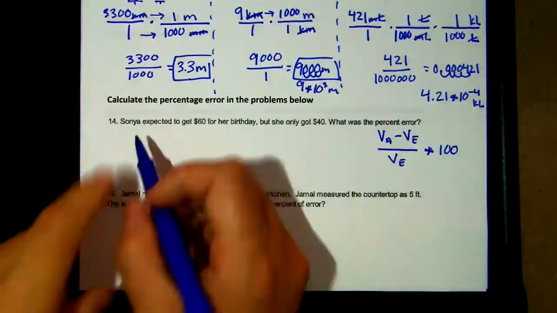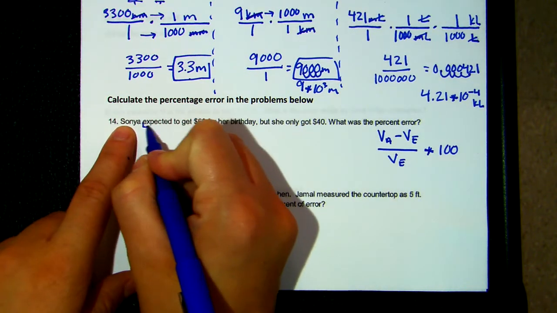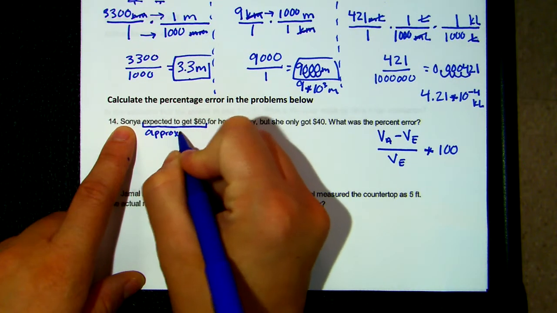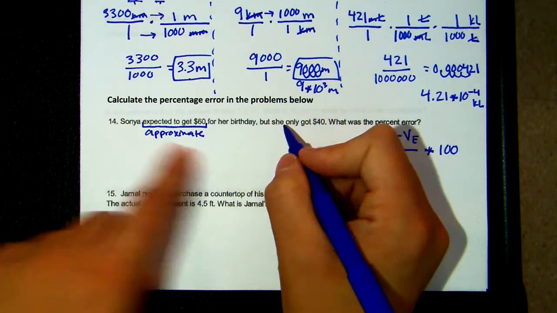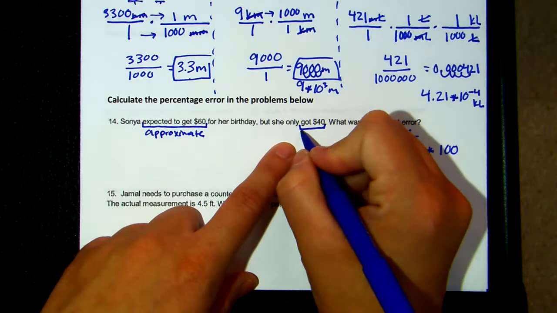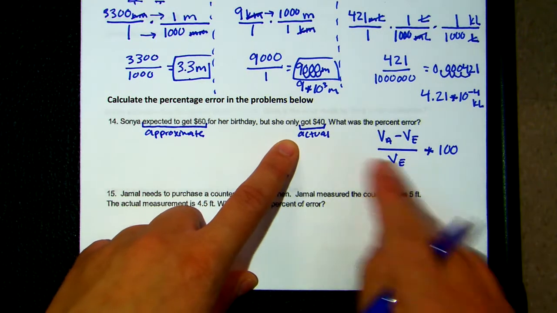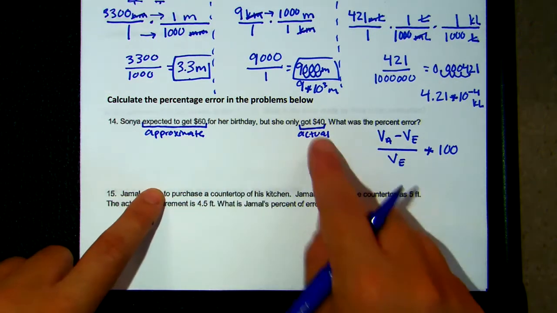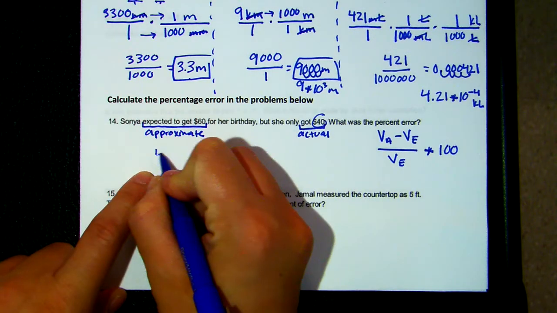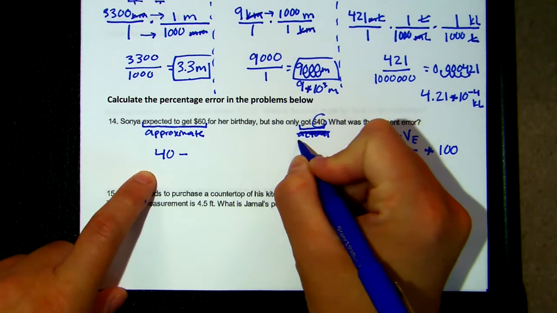Okay? So it says Sonia expected to get $60 for her birthday. If she expected, that's going to be the approximate value. But she only actually got 40. So that is our actual value. What is the percent error? So from there, we're just going to plug in. Our actual is 40.